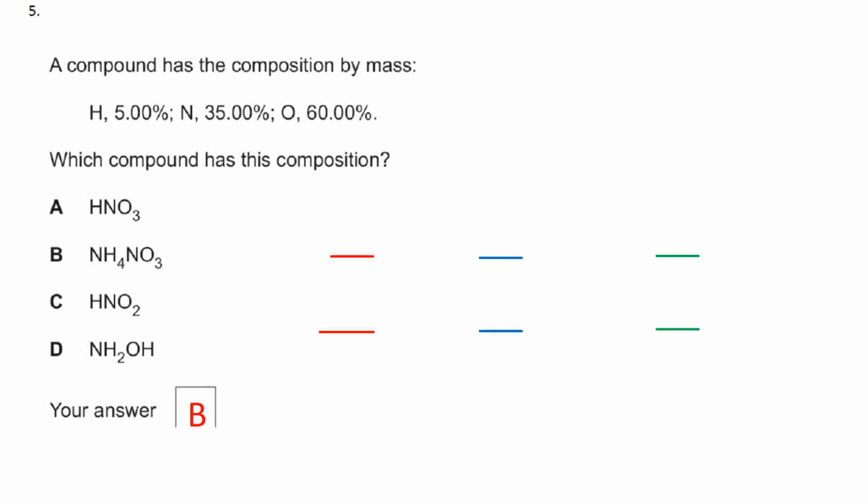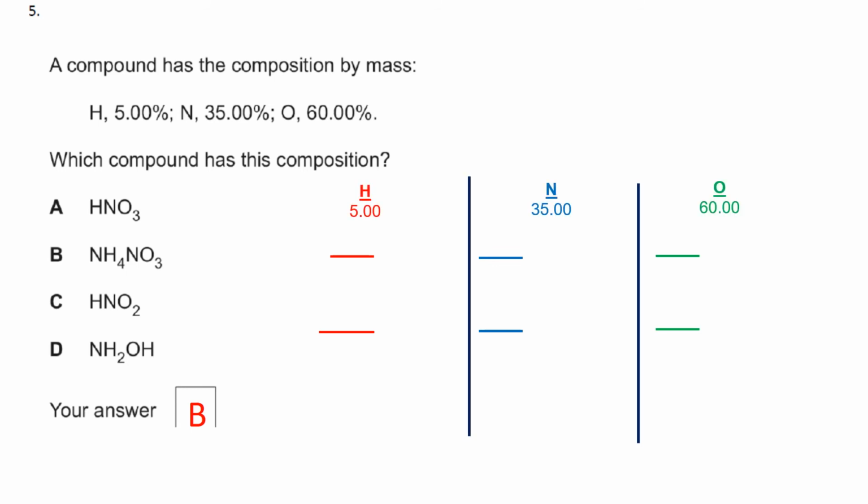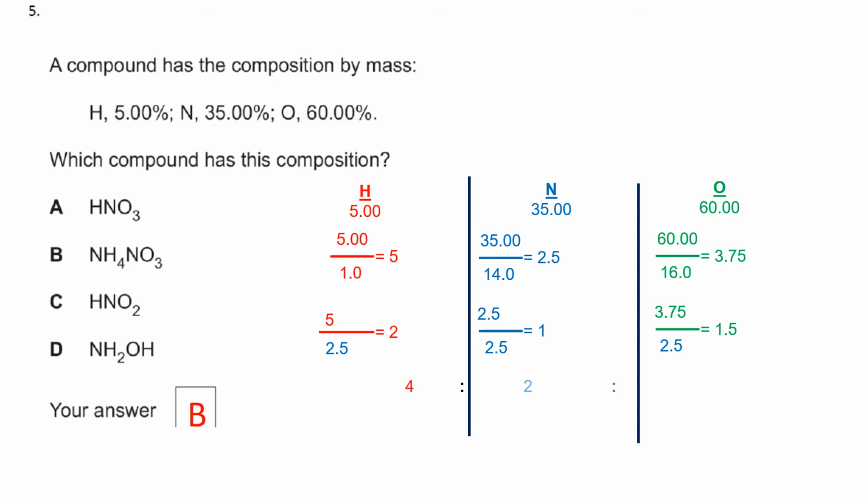Okay, so a compound has the composition by mass 5% hydrogen, 35% nitrogen, 60% oxygen. Which compound has this composition? So if we work out the empirical formula, hydrogen, nitrogen and oxygen, divide them each one by its relative atomic mass. So we get 5, 2.5, 3.75. Divide them all by the smallest number, which is 2.5. You get 2 to 1 to 1.5. We need to multiply that by 2, so we get 4 to 2 to 3.